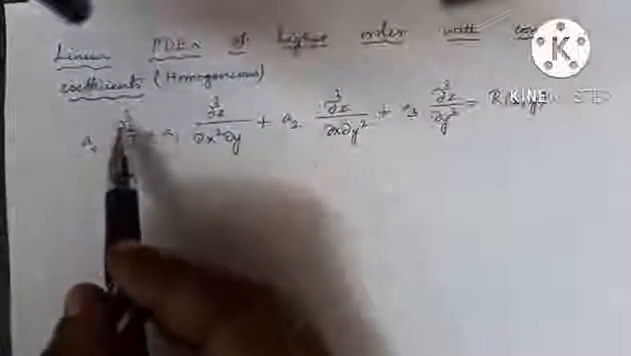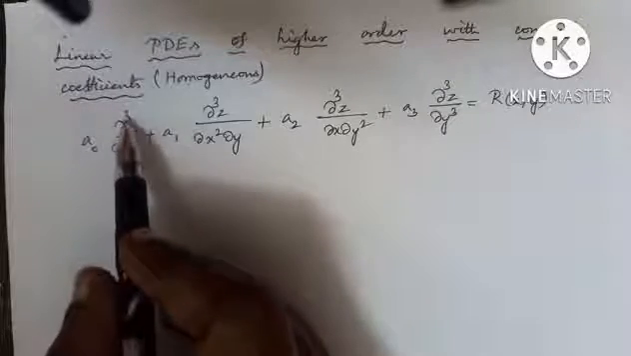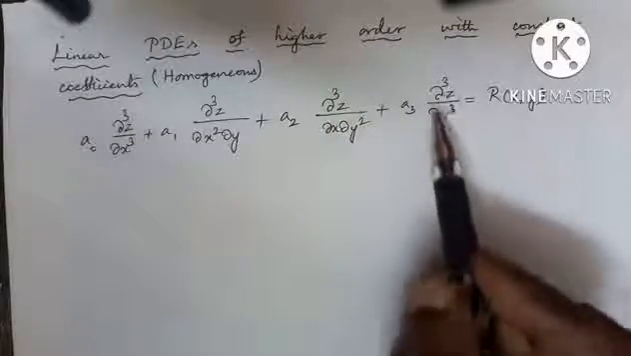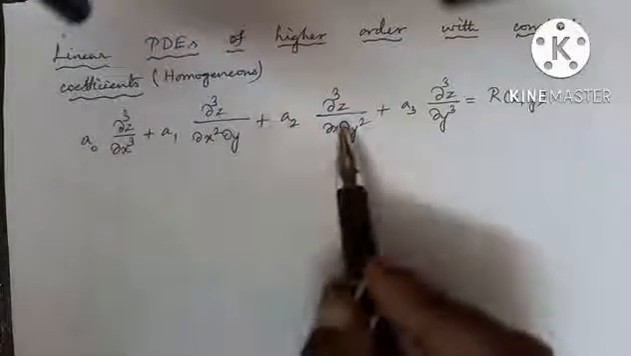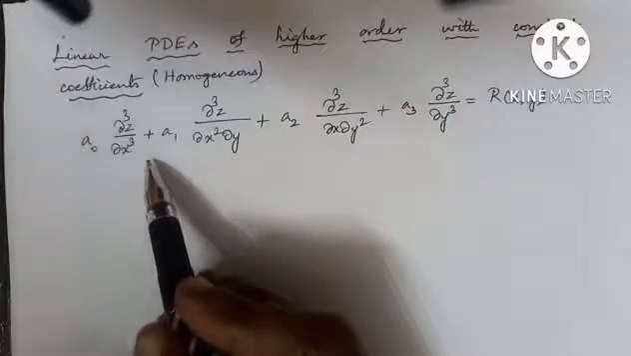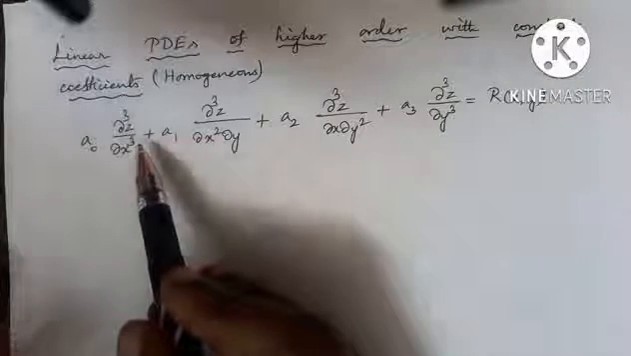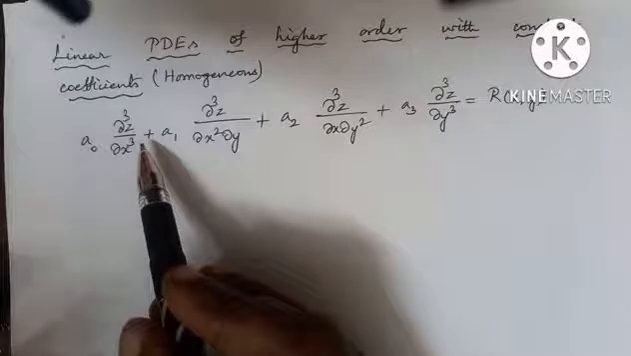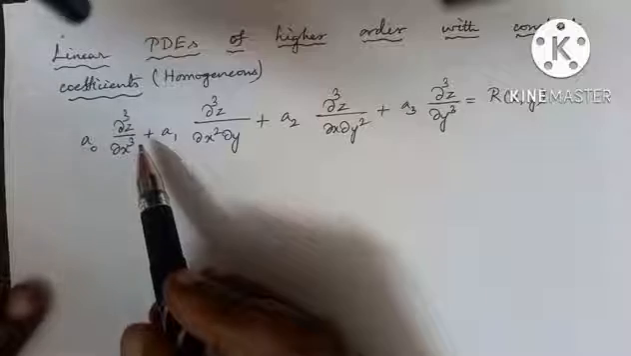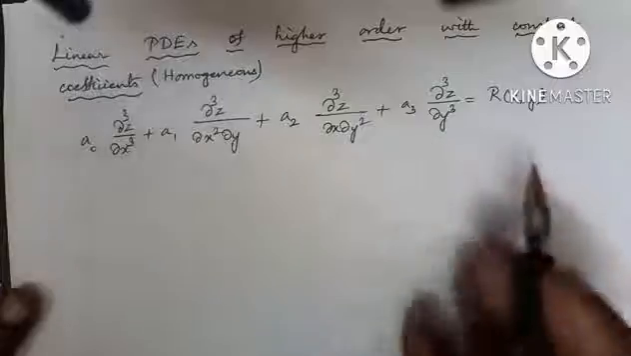Look at the order of each derivative. The order is third order here, third order, third order, third order. You can see that all the derivatives have the same order. So equations in which the partial derivatives occurring in it have the same order, we call it a homogeneous equation. A partial differential equation in which all the derivatives have the same order is said to be a homogeneous equation.